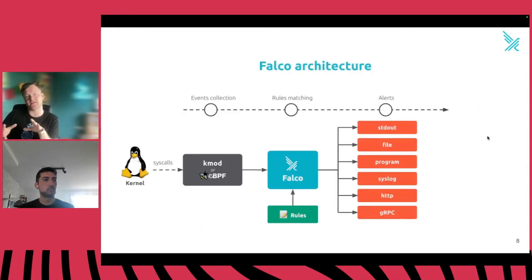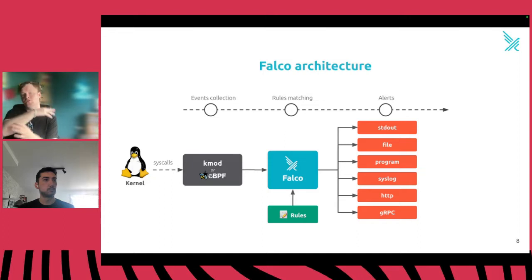So here's the architecture on the highest possible level for Falco. And so you understand what we're talking about today. So we mentioned we're collecting system calls from the Linux kernel. So this is the event collection stage. And that can either be done through the kernel module or through the eBPF probe. Again, that's up to the end user. And there's going to be different cases for each.